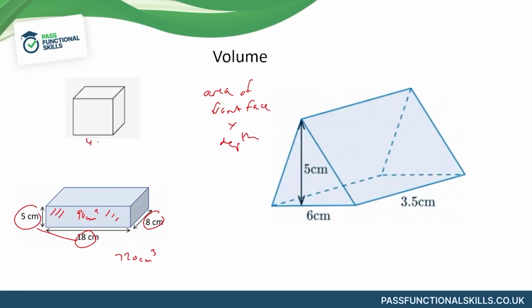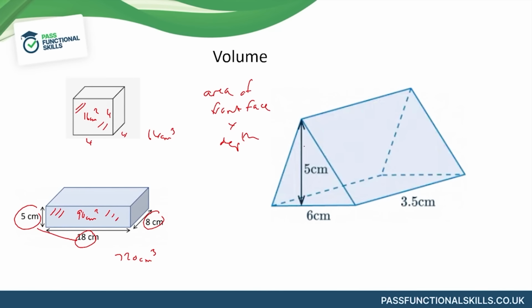Similarly, if you've got a cube which is 4 by 4 by 4, then the area of the front face is a square which is 16 square centimetres, and then multiply it by the depth, which is 4 centimetres, so 16 times 4 gives you the 64 cubic centimetres. But I presented this as just multiply 4 by itself 3 times.